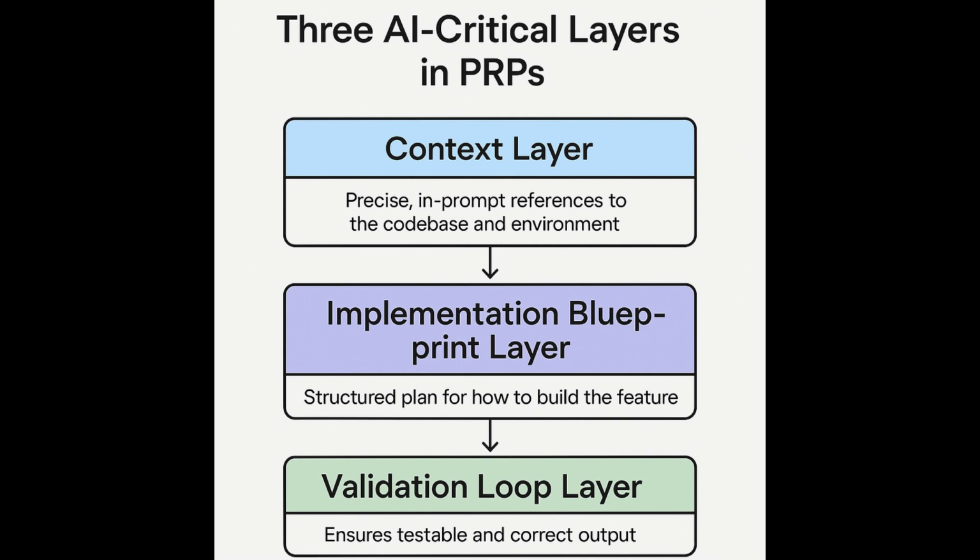A traditional PRD clarifies what the product must do and why customers need it, but deliberately avoids how it will be built. A PRP keeps the goal and justification sections of a PRD yet adds 3 AI-critical layers. Layer 1. Context layer. This layer primes the AI with a complete understanding of the environment in which the code or task will execute. What it includes.